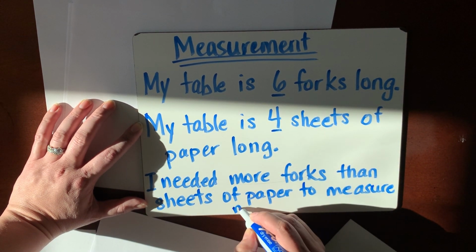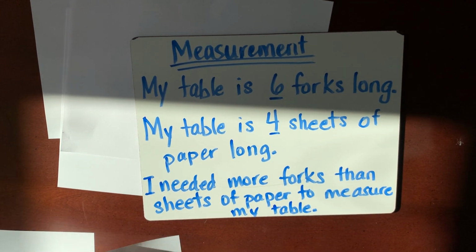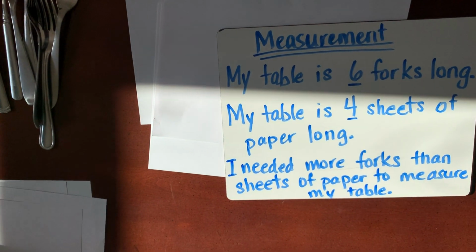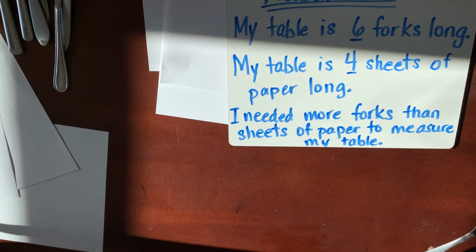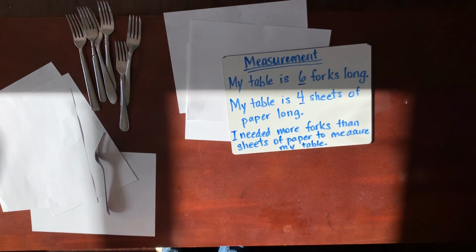Why did I need more forks than sheets of paper? Well, because the fork is smaller or shorter than the piece of paper. So the smaller it is, the more you need to measure something big. Now it's going to be your turn.